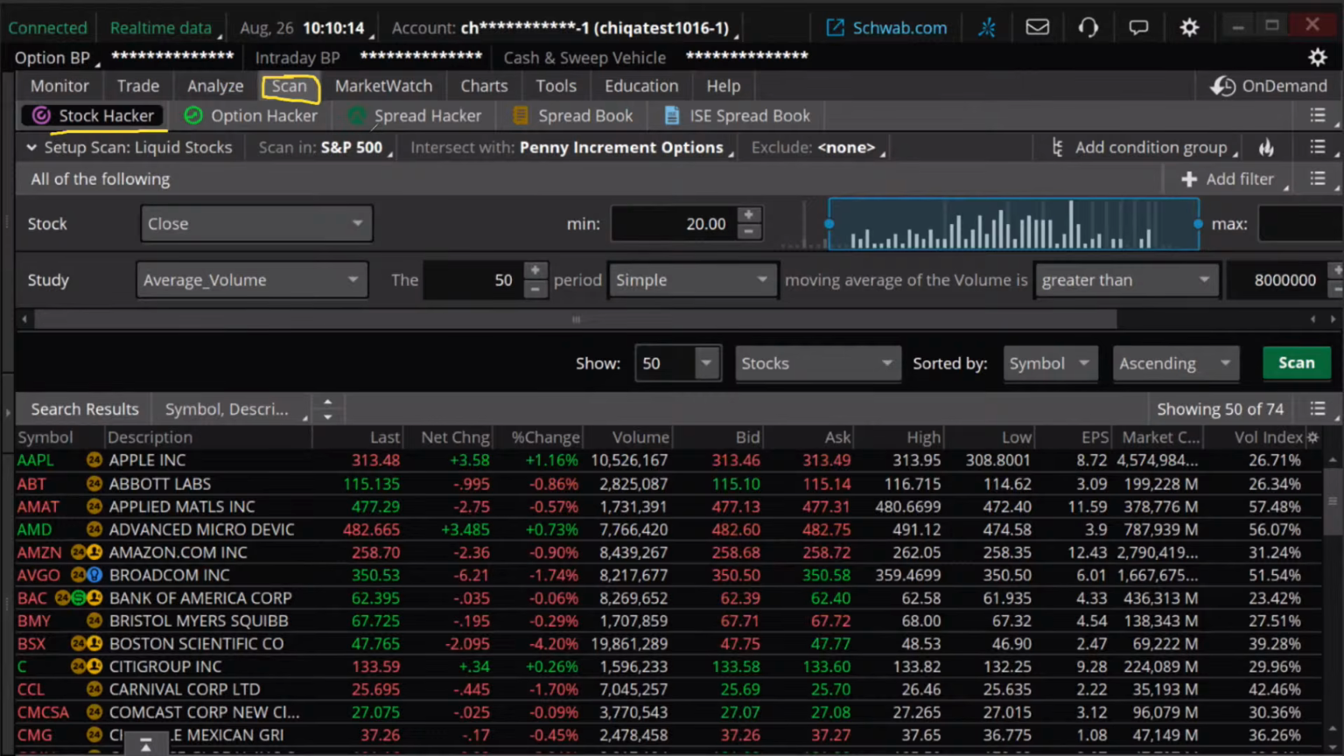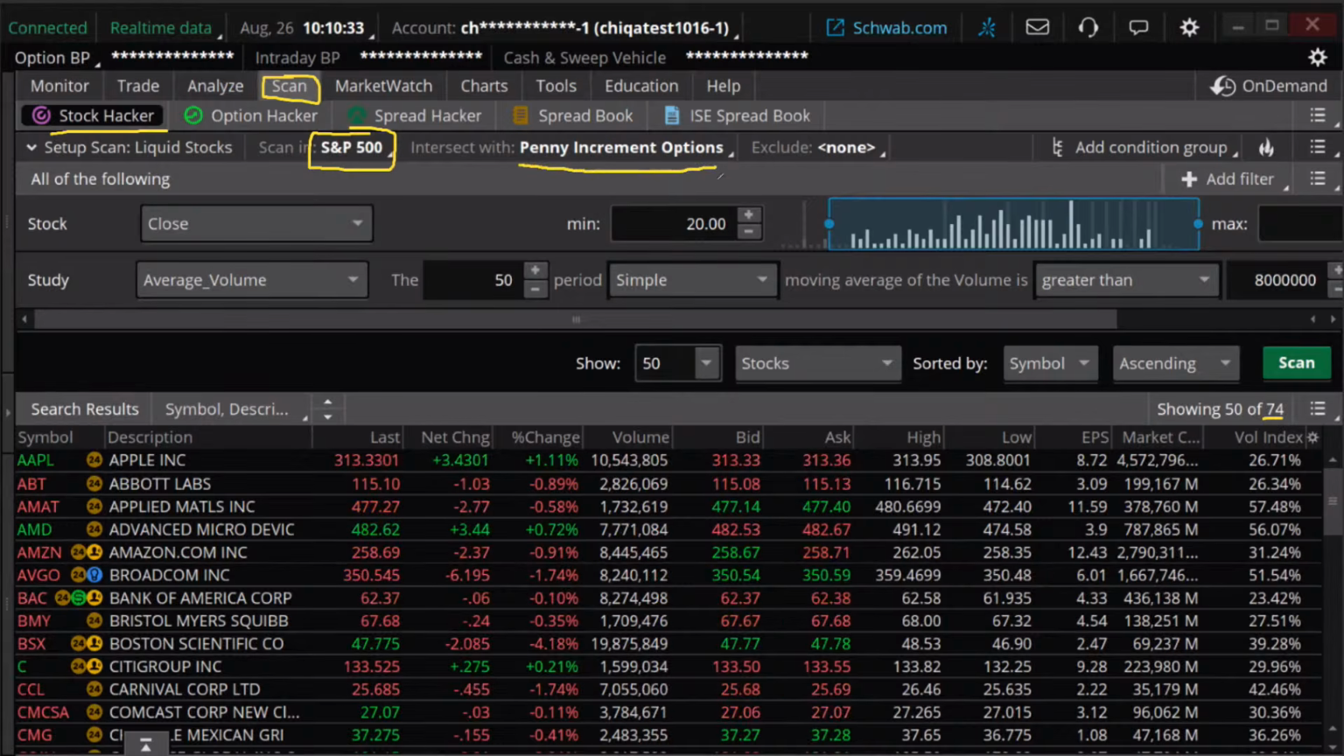But on this, I started with the S&P 500. Now we end up with 74 stocks, but we're starting with 500. Okay. Not all stocks out there. I'm also intersecting with penny increment options. Why? Because I'm trying to find more liquid stocks.